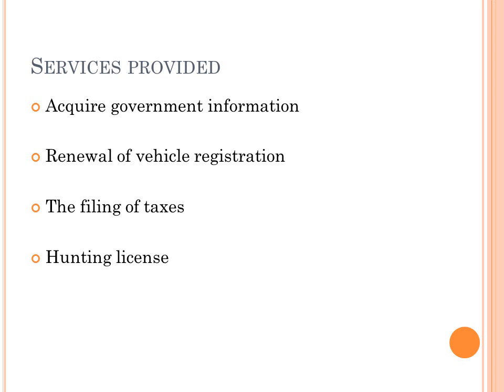Now, a number of the services that the government provided through e-government, to just name a few: individuals were able to acquire government information, renew vehicle registration, or whatever registration that you need to renew. You could do it on your local government websites. You were also, and still are, able to file taxes, federal or state taxes. You can also get a hunting license or other sort of license on these government websites.